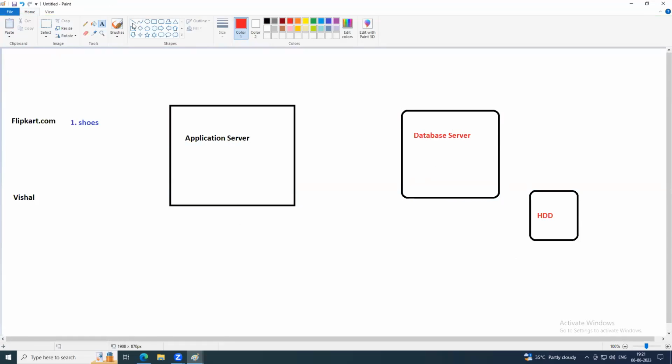So whenever Vishal is asking for shoes, the request will go to the application server. From the application server, it will go to the database server. From the database server, it will go to the hard disk, get the data from the hard disk, and give it back to the application server, and it will go back to Vishal, correct? This is a normal scenario, correct, guys?